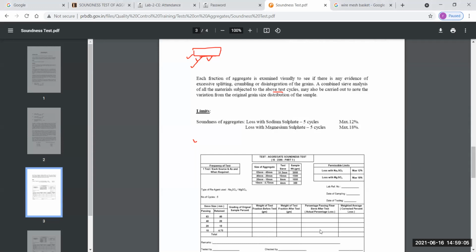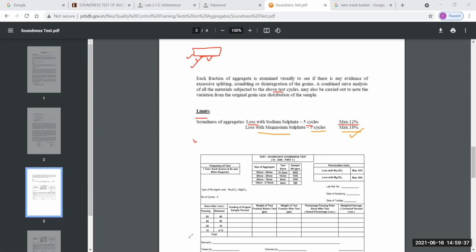These are the limits of soundness of aggregate. First one is loss with sodium sulfate. If we use 5 cycles, the maximum loss allowed is 12%. Loss with magnesium sulfate with 5 cycles, a maximum of 18% disintegration or deterioration will be allowed.